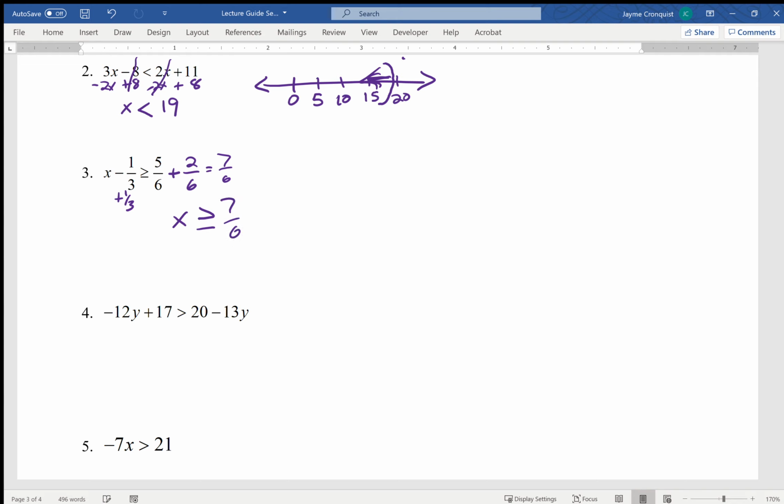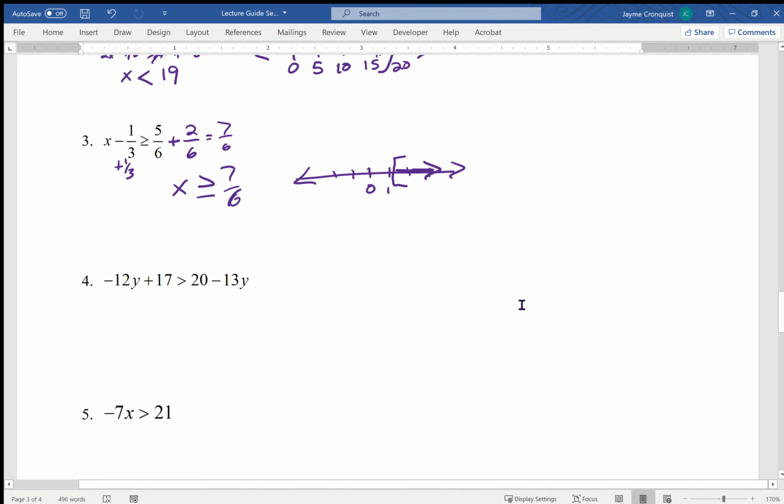There we go. So 7/6 doesn't really look like 6/6, so it's just over 1. So I have 0, I have 1, just filling out my little number line. All right, now I'm greater than or equal to 7/6, which is just a bit more. 6/6 would be 1. And it does have an equal to, so it's a square bracket, and it's greater than, so I open upwards.